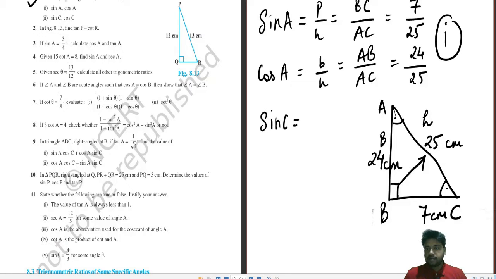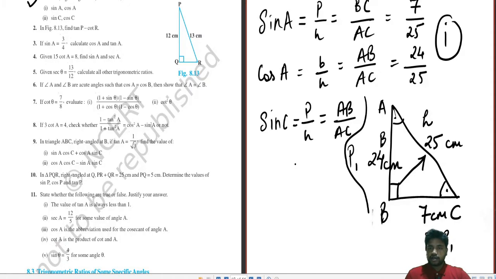Now the second one is sin C. So obviously my angle will be here. तो sin C के लिए ये क्या हो जाएगा, P. So I will be writing P1 and this will be B1. So sin C will be P by H, that is AB by AC, and we can draw a line over here to bifurcate it. Though AB equals 24 and AC equals 25.